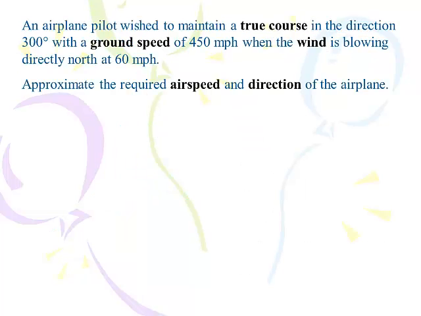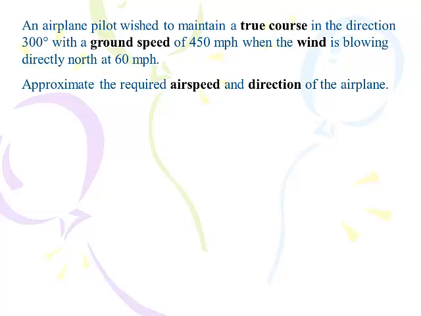All right, let's wrap this up with our last example. Now, this one's a little different. The airplane pilot wishes to maintain a true course in the direction of 300 degrees with a ground speed of 450. So we're giving you the resultant. The wind is blowing directly north at 60 miles an hour. We want you to work backwards and find the required airspeed and direction of the airplane.